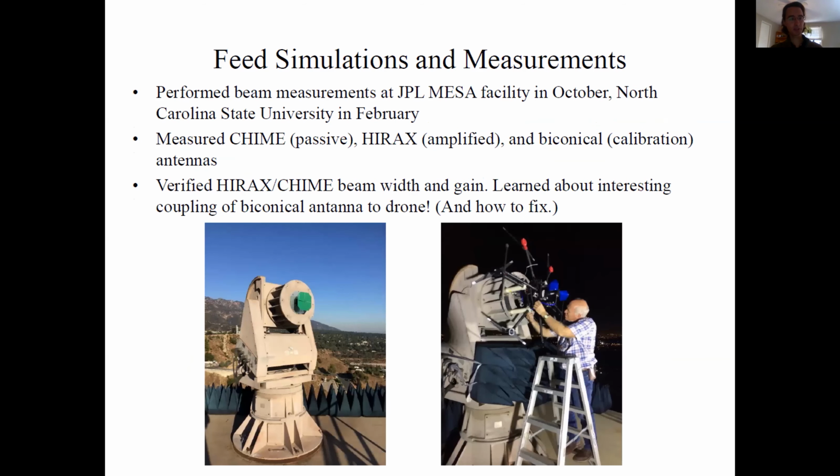Another activity that's going on is doing range measurements of the beam patterns of the feeds. So this is without the dish, but just the feed itself. We've done a couple different measurement campaigns at JPL's Mesa facility, and then more recently, Emily took measurements at North Carolina's indoor range. So these are pictures from the range in Pasadena with one of our cloverleaf antennas on the left, and then our drone calibrator on the right, which I'll be discussing a bit more later.